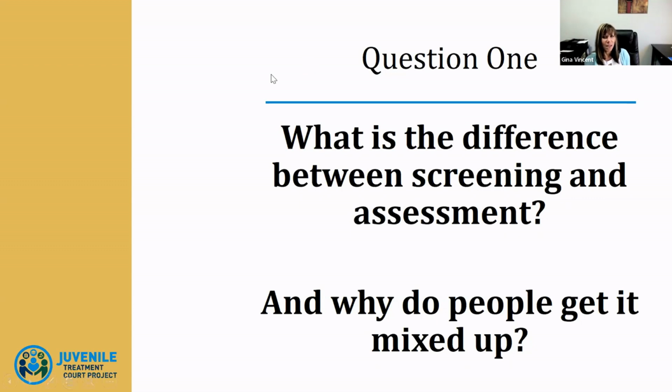So when it comes to mental health or substance use concerns, I would say always do a screening instrument first. Always do a screening instrument first. It's sort of a waste of resources and money to be assessing every youth for those. I hope that helps.